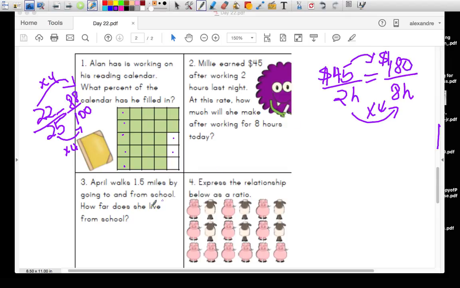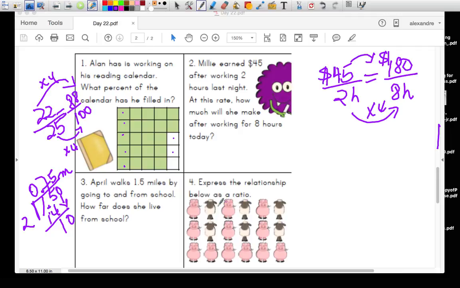8 hours. Pretty good. April walks 1.5 miles by going to and from school. How far does she live from school? Well, if it's to and from school, both ways together, 1.5, this is simply divided by 2. 2 does not go into 1, so 0. 2 goes into 15 7 times, which is 14. Bring 1 down. Let's add a 0. And 2 goes into 10 5 times. So it's 0.75 miles.